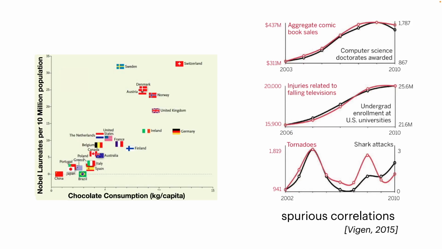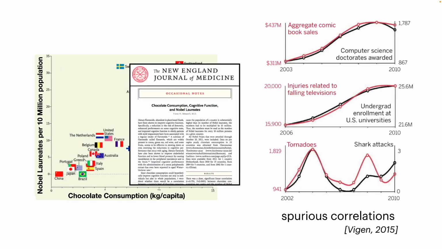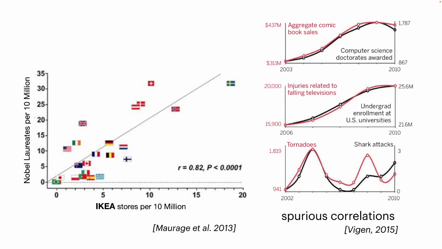So, for instance, there happens to be a correlation between chocolate consumption and the number of Nobel laureates in a country. Now, this observation has generated a paper which put forth the idea that the flavonoids contained in chocolate can improve cognition and can in turn help generate outstanding ideas. But as it turns out, it's not just chocolate, but also the number of IKEA stores seems to be correlated with Nobel Prizes.